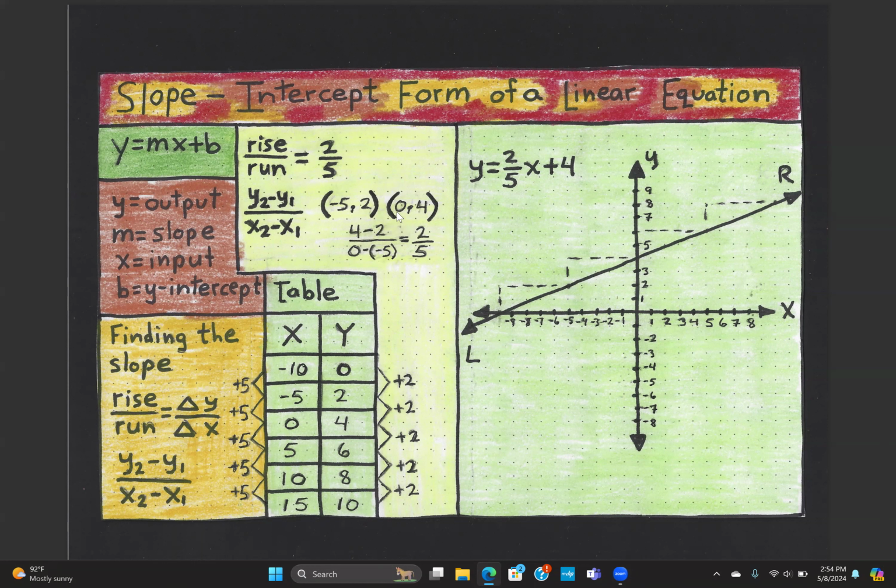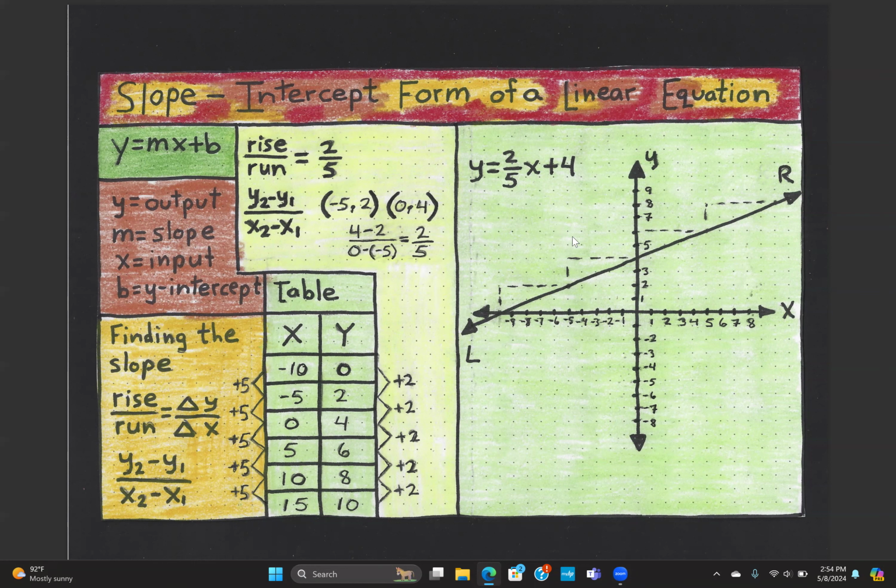And then we're going to subtract negative 5 from 0. And so we have a 0 minus a negative 5. And when we get those two negatives together like that, they actually form a plus sign. So it is really the same as saying 0 plus 5, which is 5. And that is another way to get the slope.